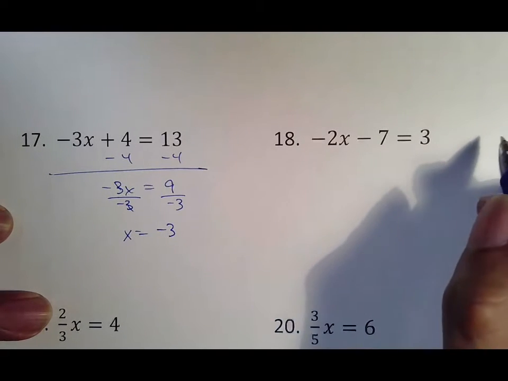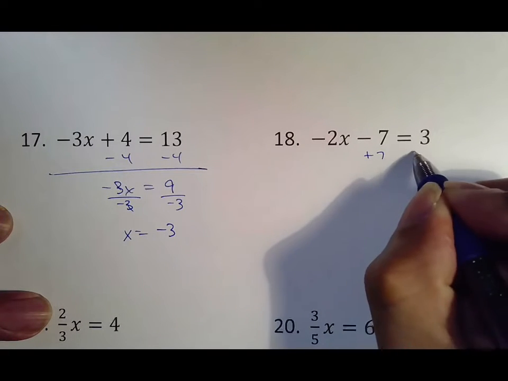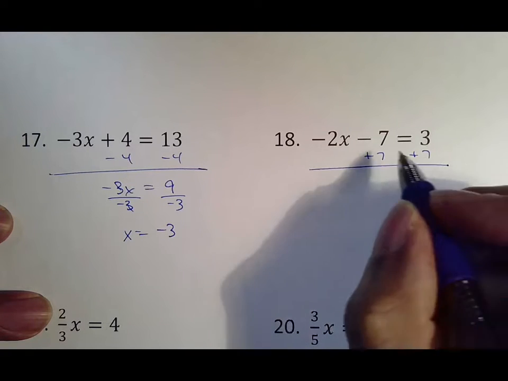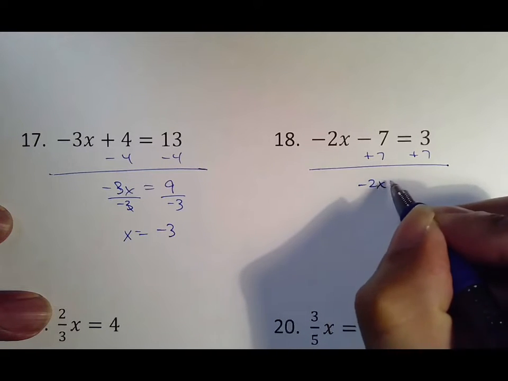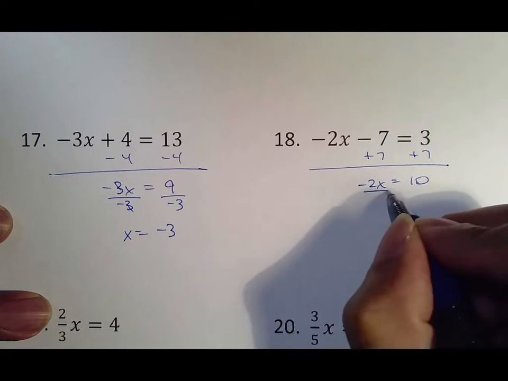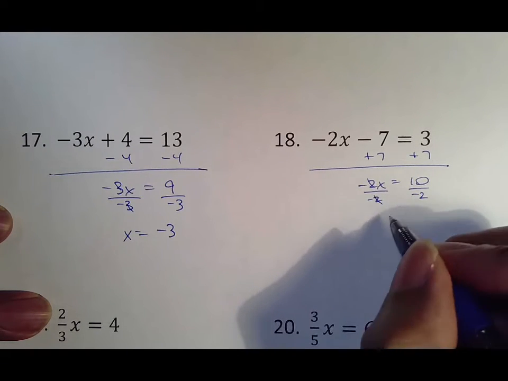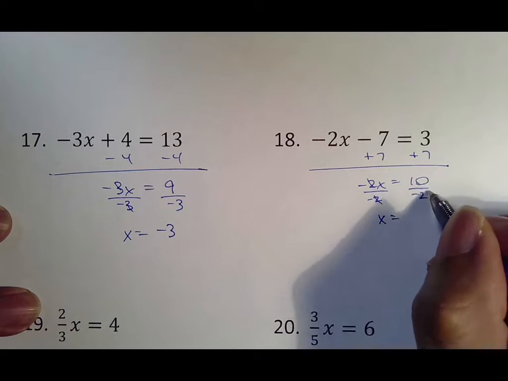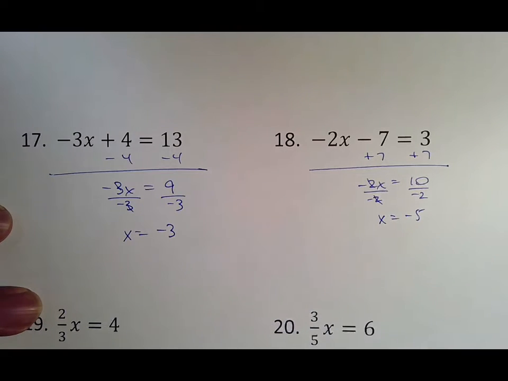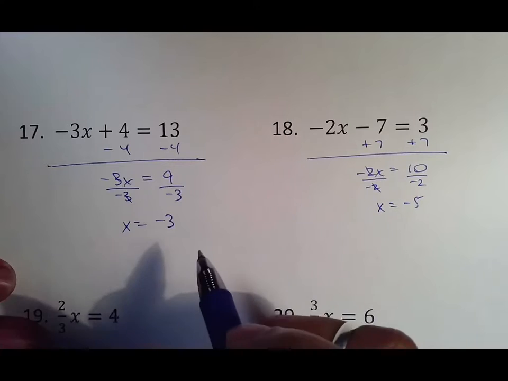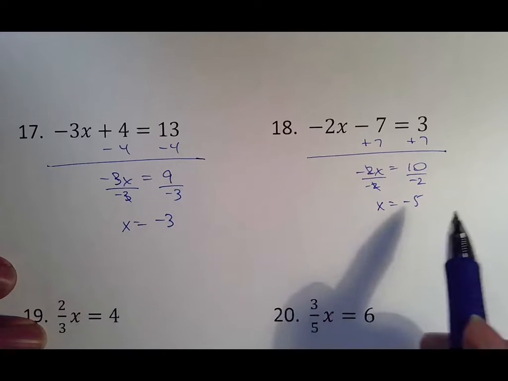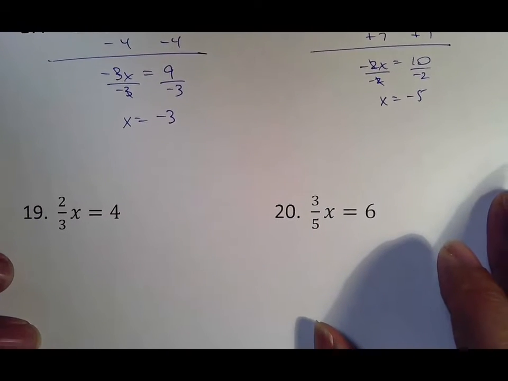Here, negative 2x minus 7 equals 3, so we are going to do plus 7, plus 7. Those go away. Divide by 2, or negative 2. Again, these two things go away. Again, don't forget when you divide a positive by a negative, your answer will be negative. The 10 divided by 2 doesn't change. The 9 divided by 3 doesn't change. But again, the negative sign makes it negative.